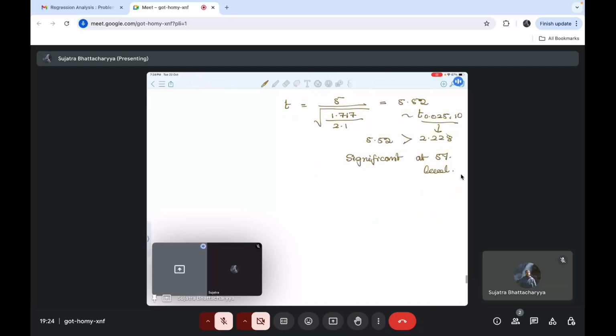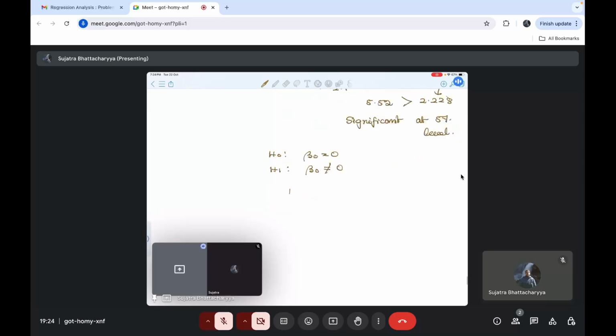Then next is for beta naught. So H naught: beta naught equal to 0. H1: beta naught not equal to 0. Same. Now the test statistic is beta naught hat minus beta naught, the population beta naught, over root of MS residual times (1/n plus x bar square divided by Sxx). This is how the parameter is written.